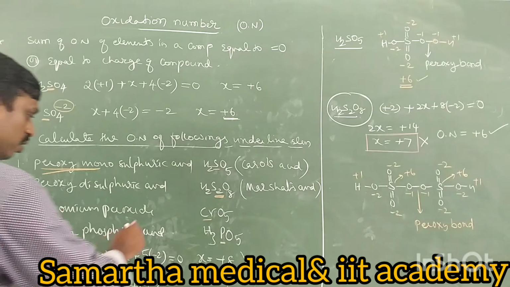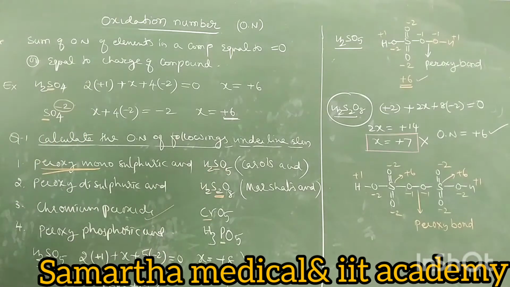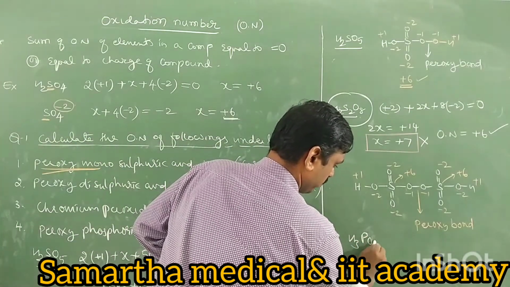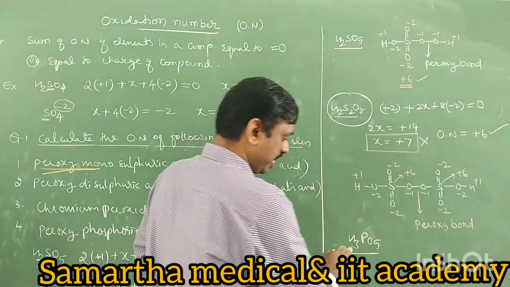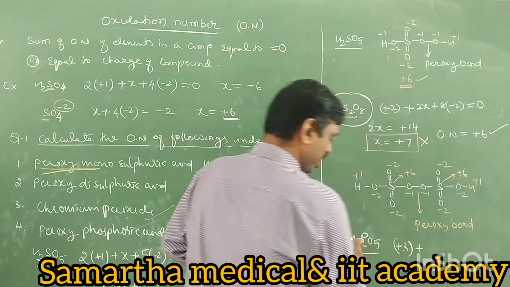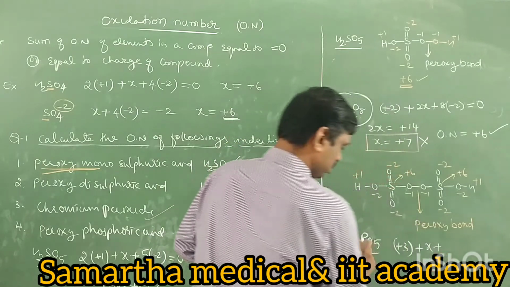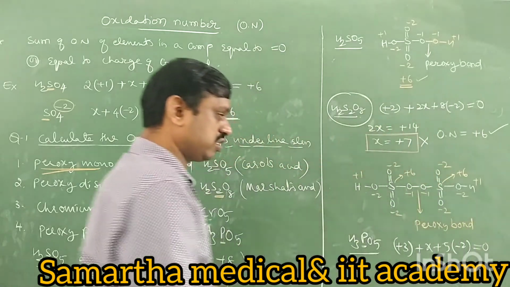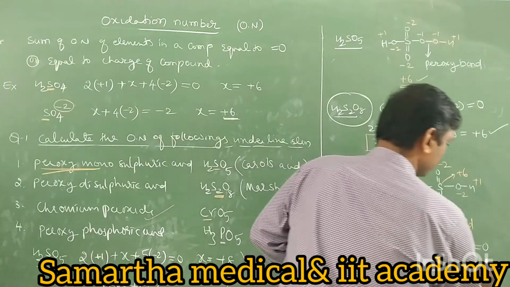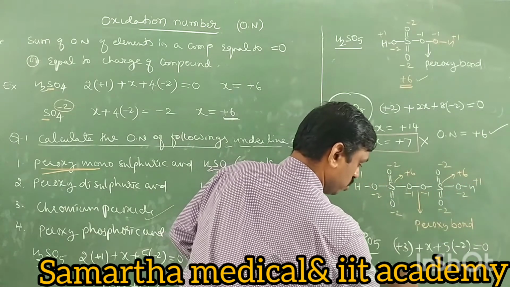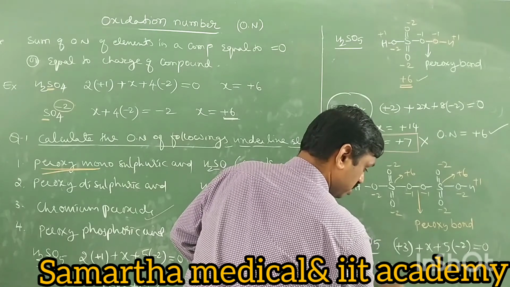Similarly, chromium peroxide we have already done. Next, peroxyphosphoric acid, H3PO5. Calculate the oxidation number of phosphorus. Hydrogen is plus 1, phosphorus take X, oxygen 5 into minus 2, then the sum of the oxidation numbers is 0, X equal to plus 7.